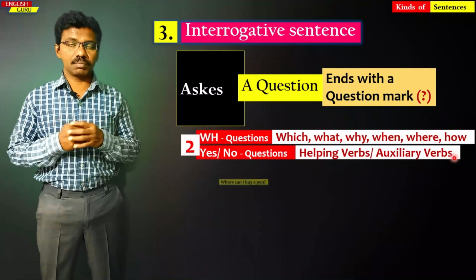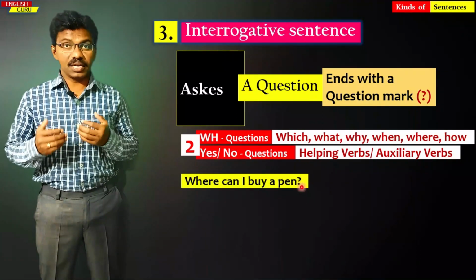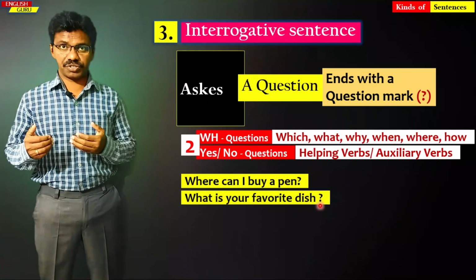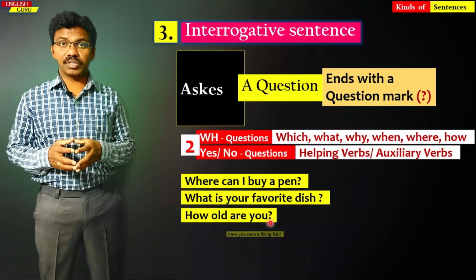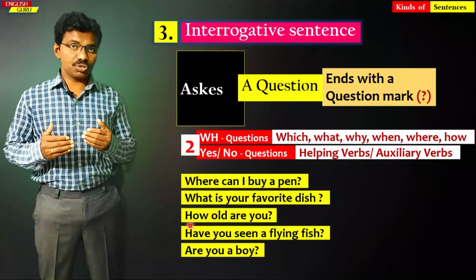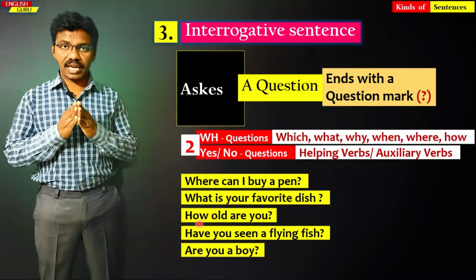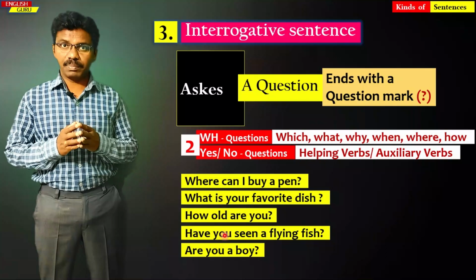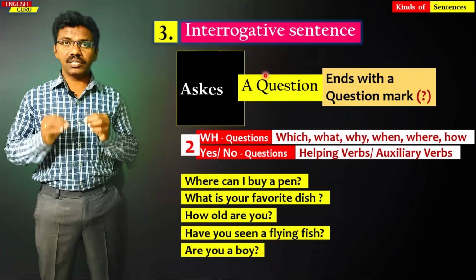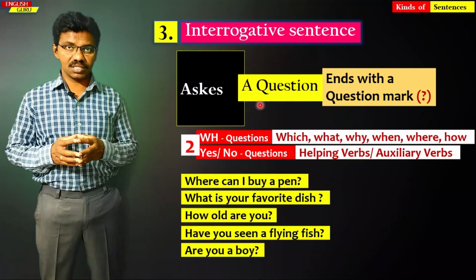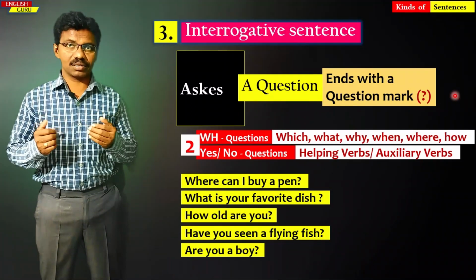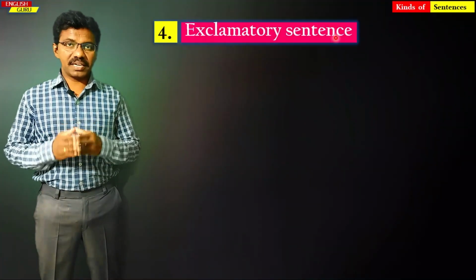And all interrogative questions end with a question mark. For example, where can I buy a pen? It's a WH question. It ends with a question mark. The next one, what is your favorite dish? The next one, how old are you? And the next one, have you seen a flying fish? And the next one, are you a boy? The last two sentences are yes or no questions because they are made with the help of helping verbs, auxiliary verbs, have and are. So interrogative sentences are the sentences which are used to ask questions and they end with a question mark. The fourth kind of sentence is exclamatory sentences.